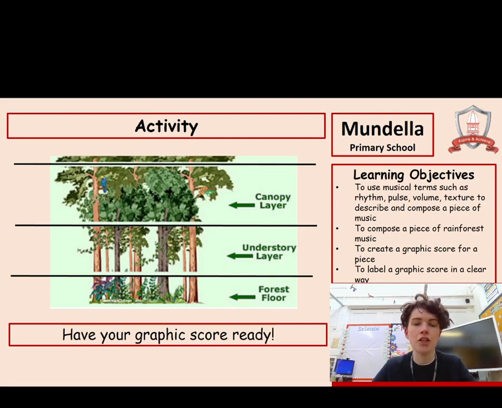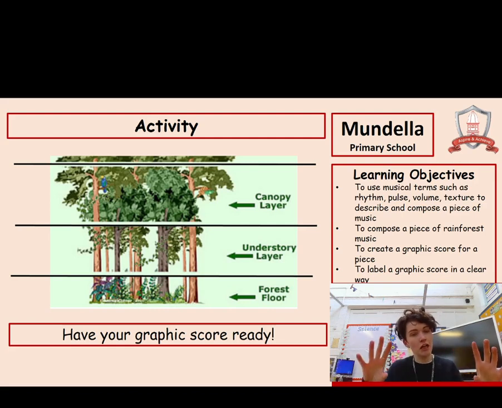So, as I mentioned, you should have your graphic score ready. Now, the graphic score is basically your set of music. So it's providing you with your instructions, as it were, as to how to play your piece. Now, your graphic score has the picture of the trees, and here's my example on the screen. Okay, so I've got my image here of the rainforest.